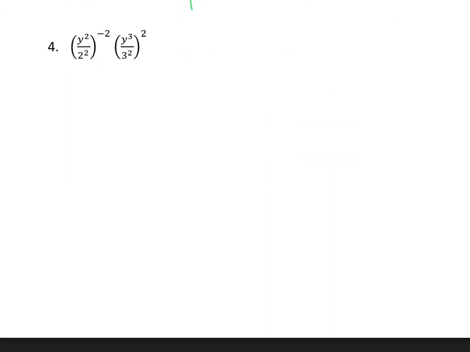Let's look at number 4. We've got 2 sets of parentheses that we are going to look at separately. The first one has a negative exponent. Before we bring that into the numerator and the denominator, let's rewrite it with a positive exponent. We take the reciprocal, so that y squared is going to go in the denominator, and the 2 squared is going to go in the numerator. Well, 2 squared is 4, so let's just write it as 4. Now, since we took the reciprocal, that now makes that exponent positive.